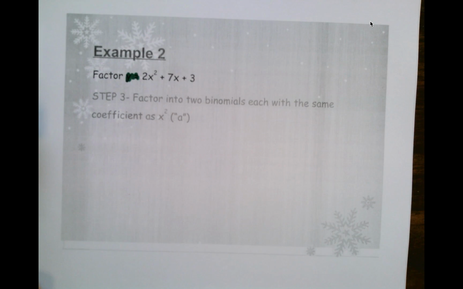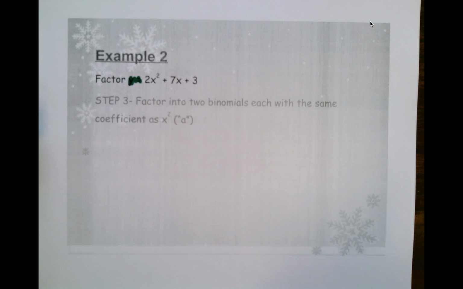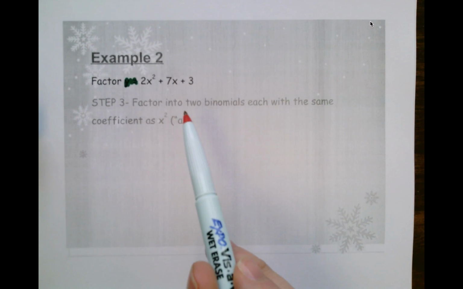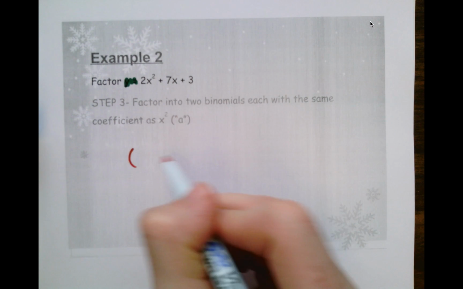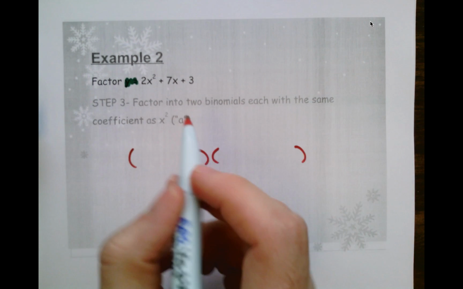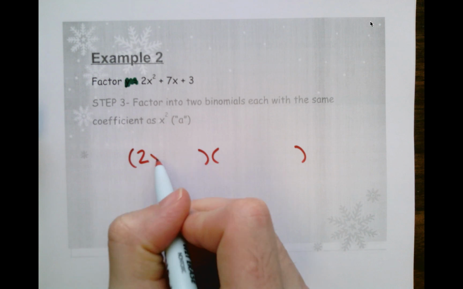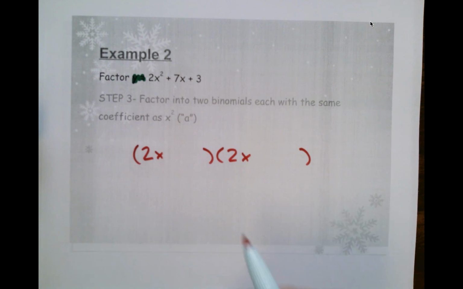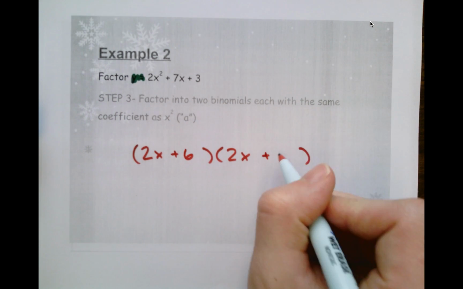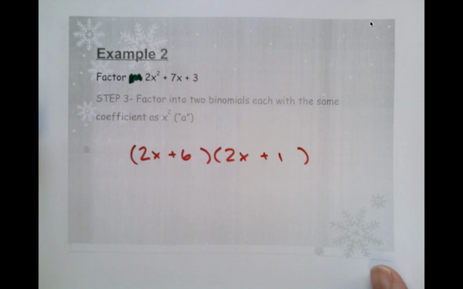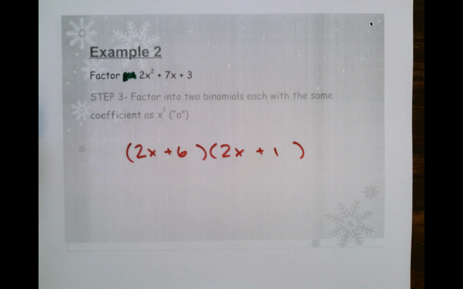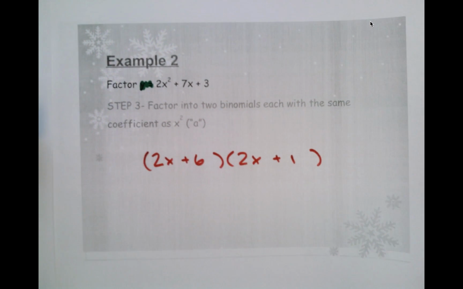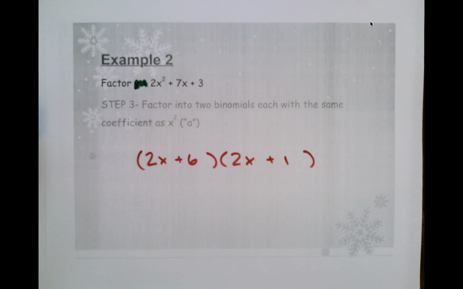Now, just like in the past, what we'll go through and do from here is use our two binomials. We're going to write down our a value, which in this case was 2. So we're going to have 2x, 2x. Those are going to be the first terms in each binomial. And I'm going to use those two factors that I just came up with, 6 and 1. That would be step 3. Again, just rewriting these now in factors, with two binomials instead of having it in standard form. That's step 3.